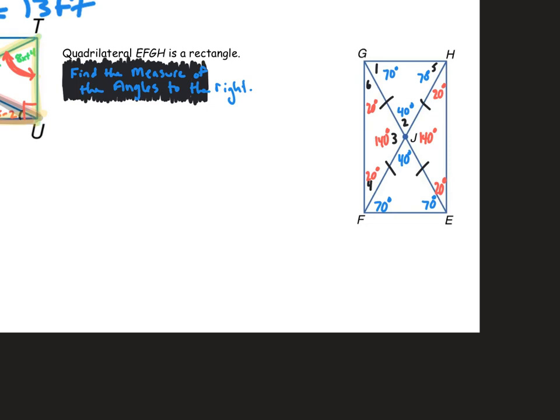Why do I know that? Again, these triangles are isosceles. So therefore, I have to have base angles that are congruent. I have 2 of them. This angle is 40. So all the angles in this triangle add up to 180. 180 minus 40 is 140. 140 divided by 2 is 70 degrees. So we found all the angles.